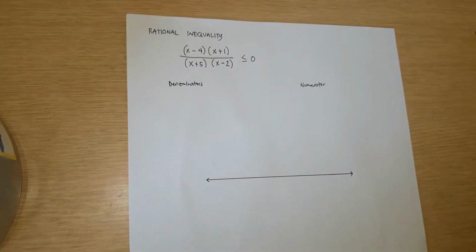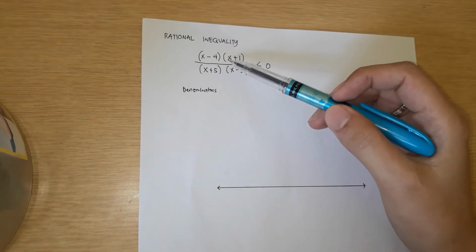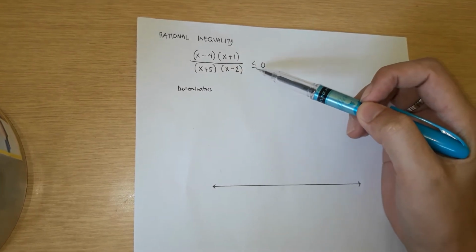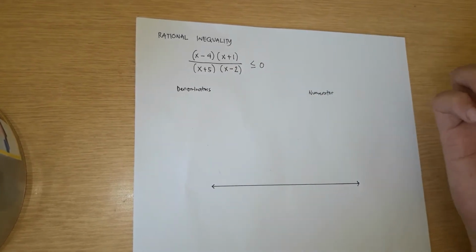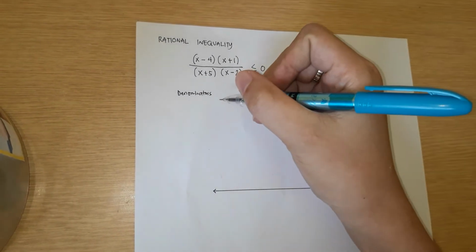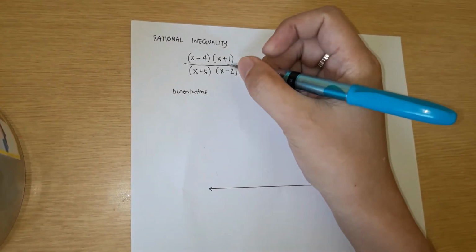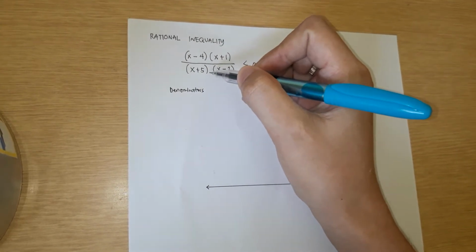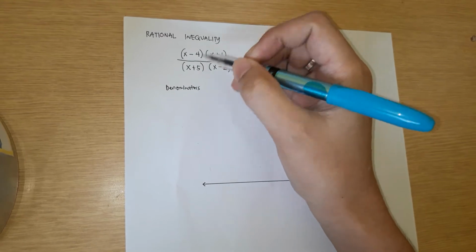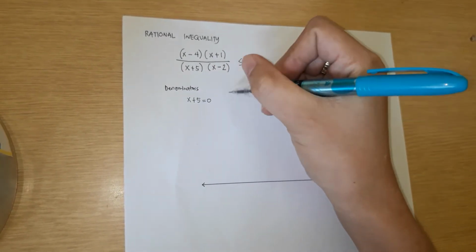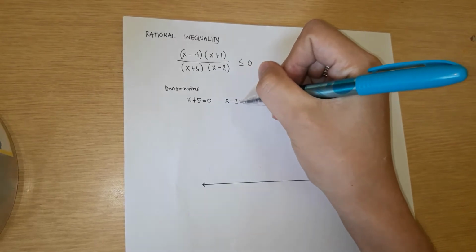Rational inequality. Our given example is (x minus 4)(x plus 1) over (x plus 5)(x minus 2) is less than or equal to 0. So first thing, in order to solve this rational inequality, you're going to copy the denominator and equate each denominator to 0. x plus 5 is equal to 0. x minus 2 is equal to 0.